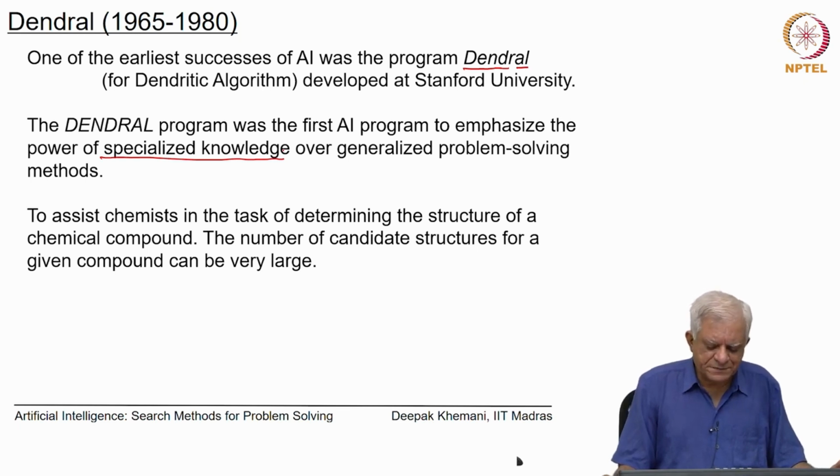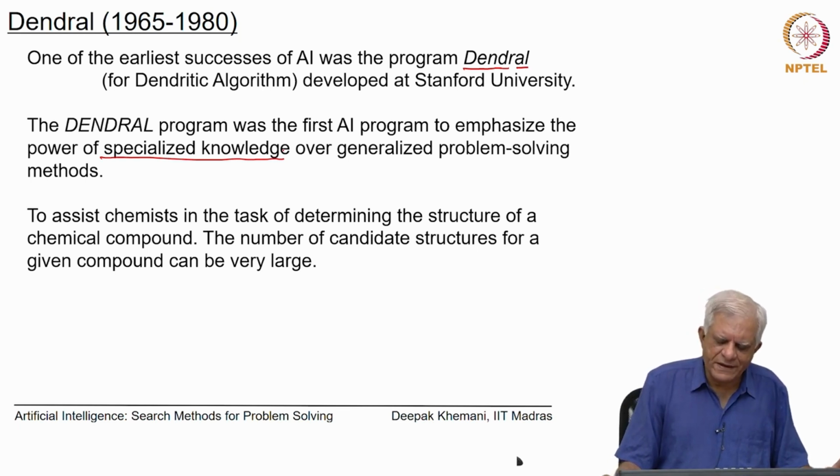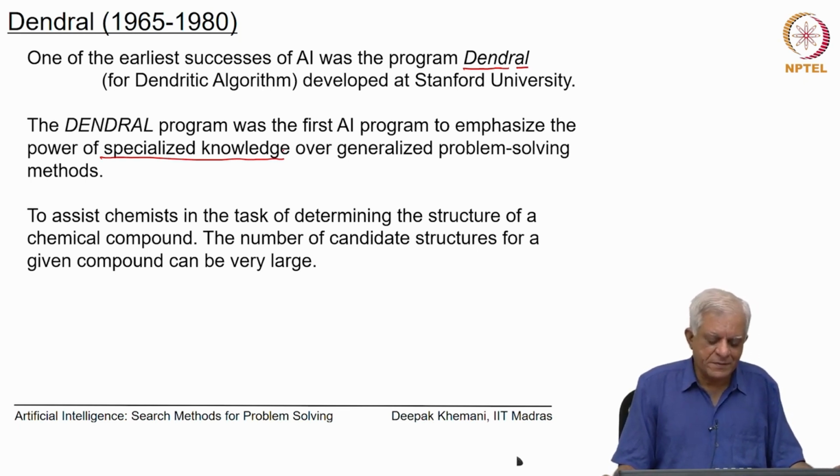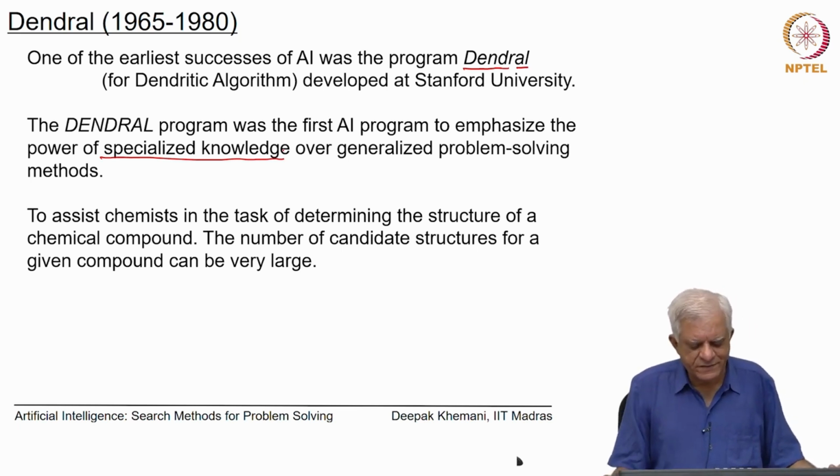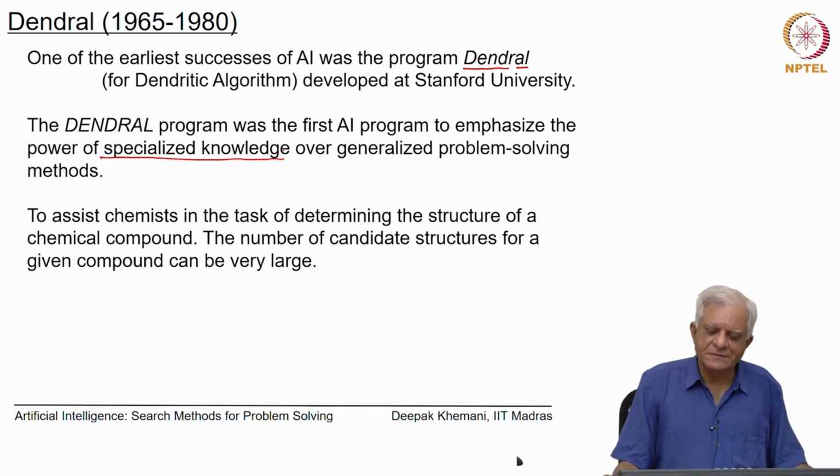Now, given one molecular formula, there may be many different structural formulas associated with it, and that would result in different materials. For example, carbon is a classic example. It can be coal or it can be a diamond, but it is all carbon arranged in different ways.